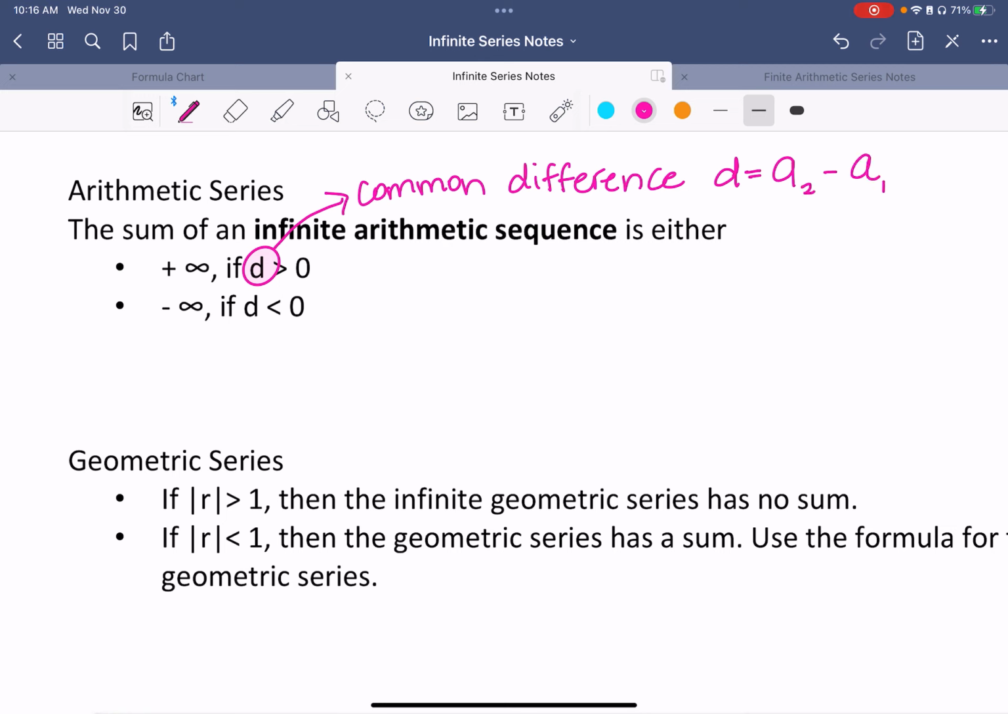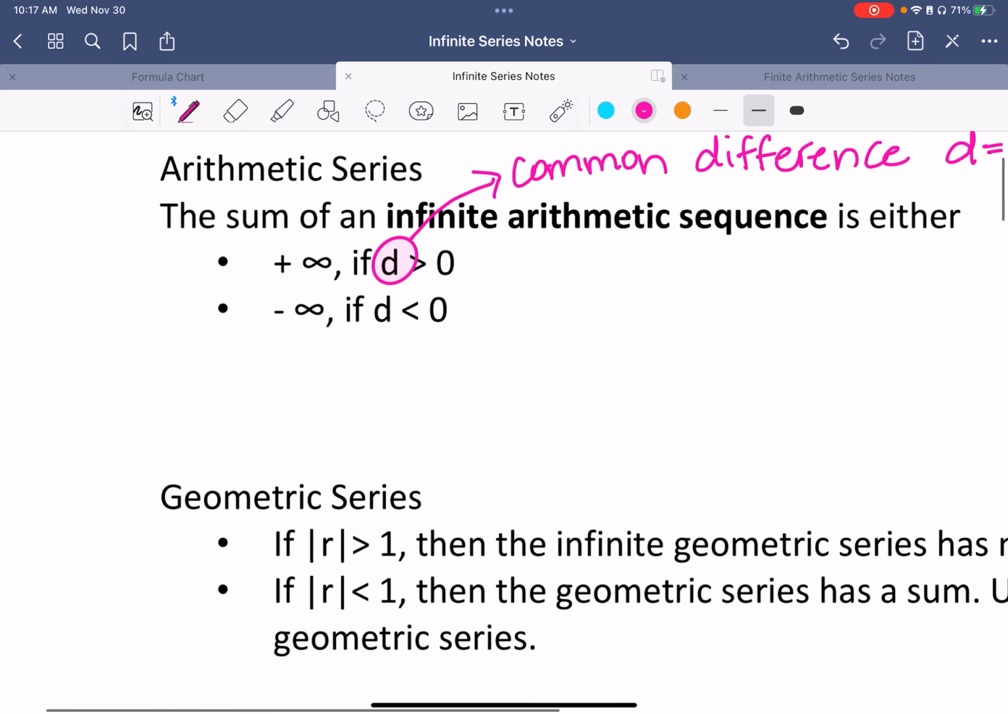Okay, if d is less than 0, then you're going to go to negative infinity. So this is pretty simple because you only have two possible answers. So it's either positive infinity or negative infinity, and that's it. There's not going to be an actual number. There's no formula. There's nothing you need to do. All you need to figure out is the common difference, and if the common difference is greater than or less than 0, then you're either going towards positive or negative infinity.